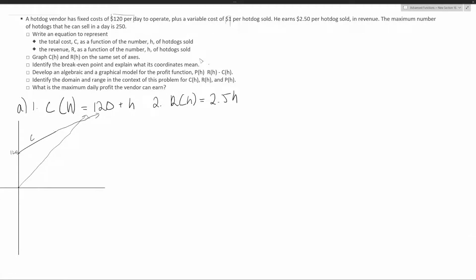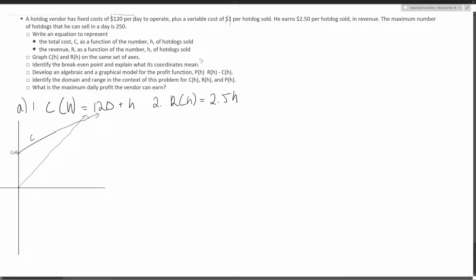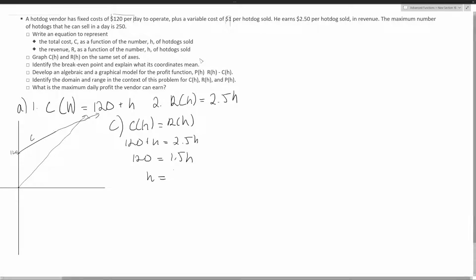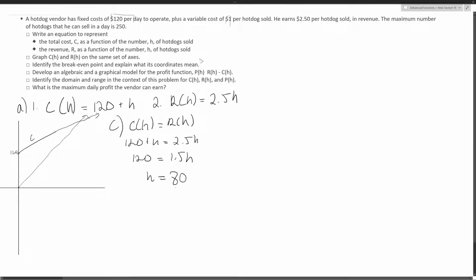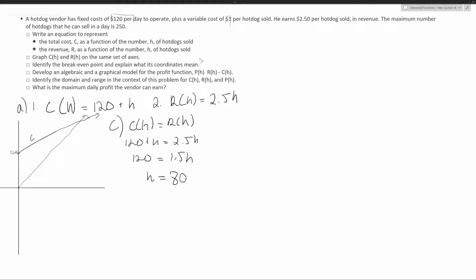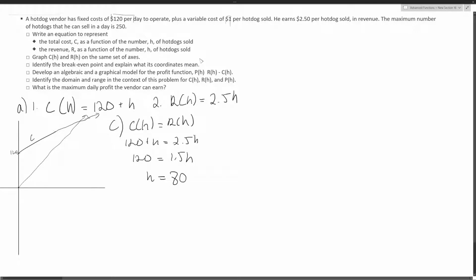Next, again, identifying the break-even point. The break-even point would be where our cost is equal to our revenue. So we have C of H is equal to R of H. So then 120 plus H is equal to 2.5H. 120 is equal to 1.5H. So H is equal to, let's calculate it, 80. So we break even at 80 hot dogs, which would mean that when we have 80 hot dogs, our costs and our revenues are the same.